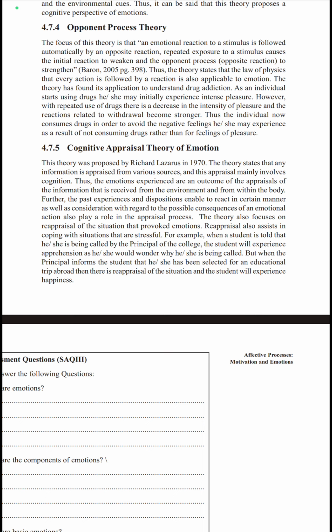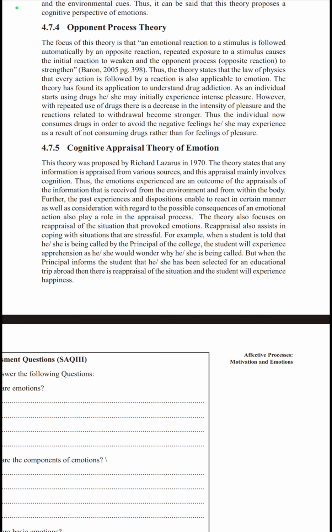Certain manner, as well as consideration with regard to the possible consequences of an emotional action also. And also your brain will interpret what kind of emotion should we apply so that the situation improves. Now let's imagine that your father is angry and you also apply the emotion. I mean, different individuals can have different emotions in the same situation, alright. So let's say that you apply the emotion of anger when your father is angry, so the quarrel will only increase, right? But if you apply the emotion of fear, of guilt, of shame, so father's anger might die down, right?